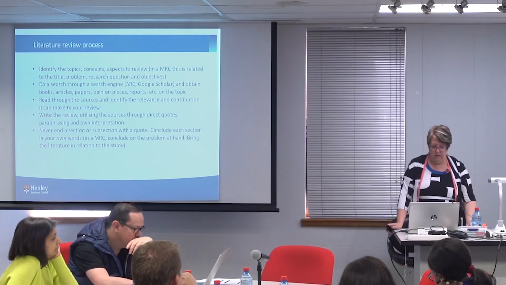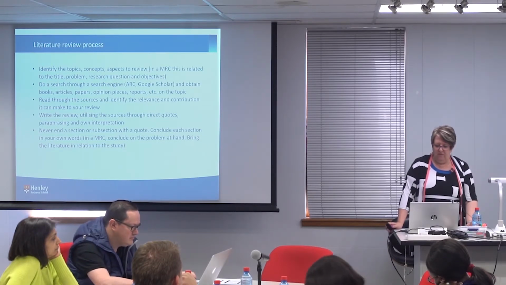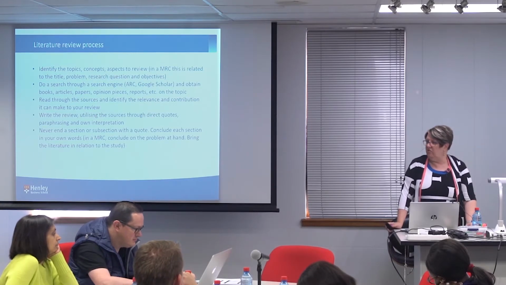And then you can also look for books, for articles, for papers, opinion pieces, reports. It's always good as a starting point of your research to look at magazines or newspapers or something relevant or recent, just to substantiate why this topic is important. But when you go to the actual literature review, you must go to more academic, sound sources that you find on these platforms. Then you start reading through all the sources and you identify the relevance and the contribution it can make to your review.